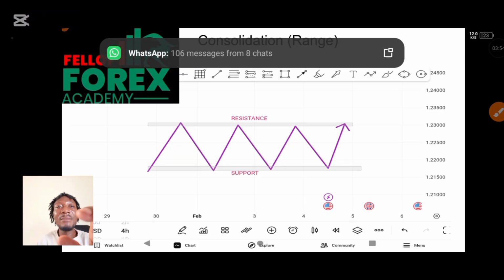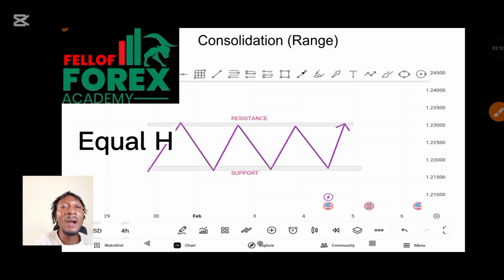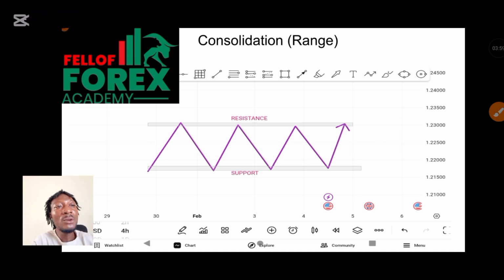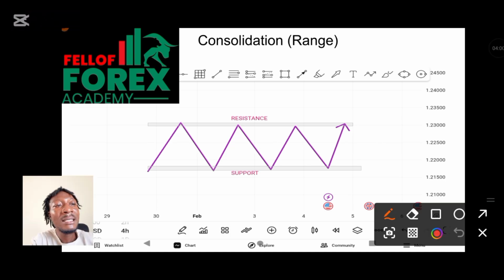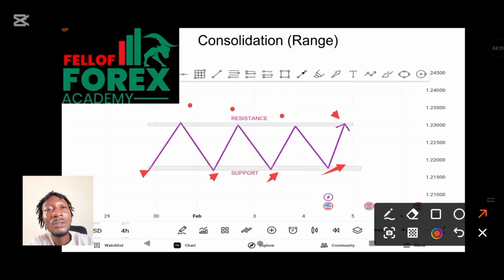In a consolidation market, we have what we call equal highs and equal lows. So if you look closely, we are creating equal highs and equal lows. You see, this low is equal to this low and equal to this low and equal to this low, while this high is equal to this high, equal to this high, equal to this high. Okay, so that's how it is.